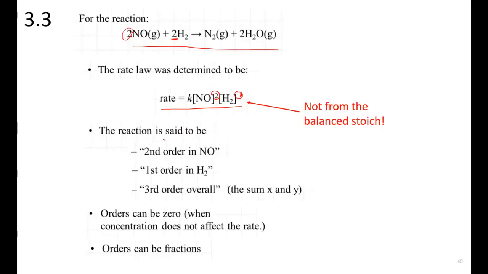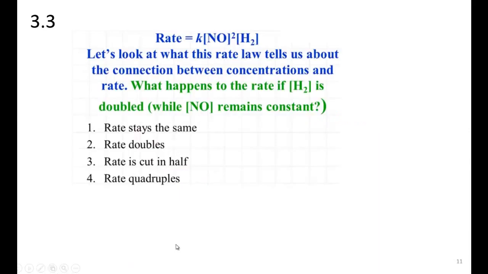So if we're talking about this reaction, we would say that it's second order in NO, that's the exponent. It's first order in H2, and if I add those together, I get third order overall. Orders can be 0, and they're 0 when it doesn't matter what my concentration is, the rate doesn't change. And orders can also be fractions.